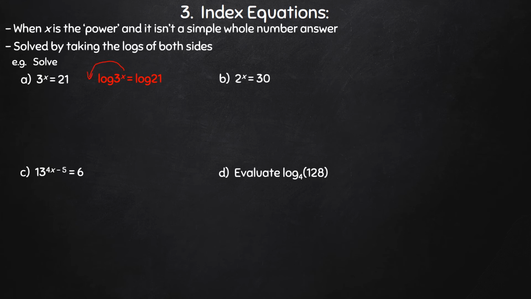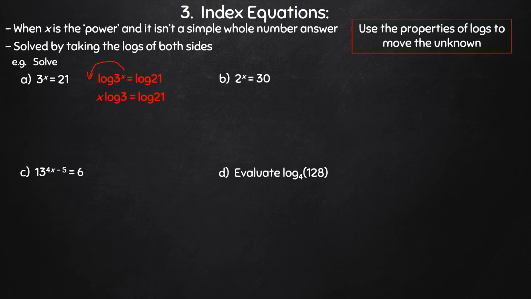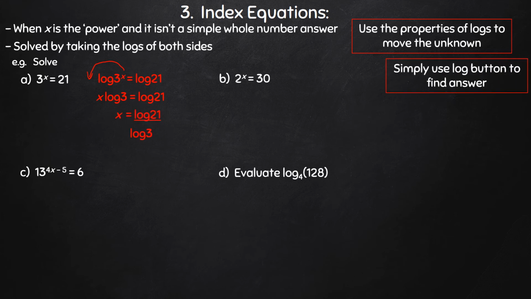This is the step that we take next. We bring our x down the front using that third log property from the previous page. So the x comes down the front, so it becomes x log 3 equals log 21. That's x times log 3, by the way, too. So to get rid of times by log 3, you just divide it through the other side. And at the moment, we just put it into the calculator, and we get an answer of 2.77.